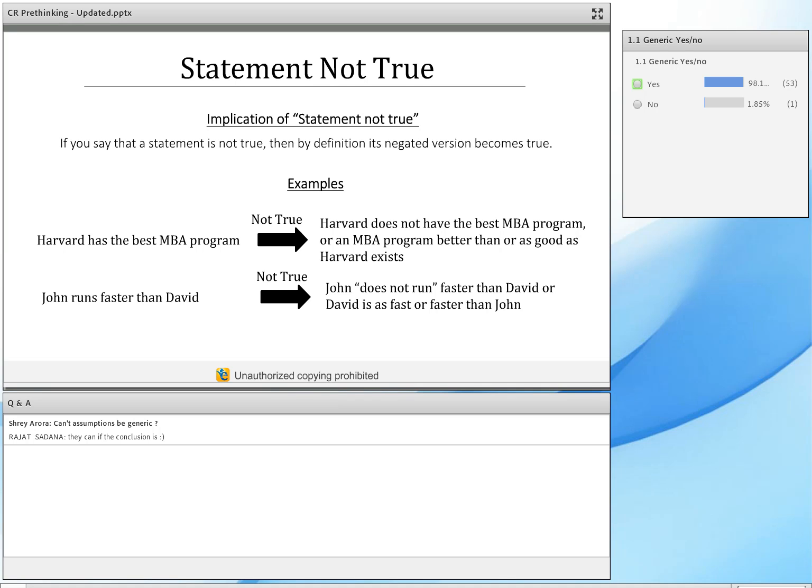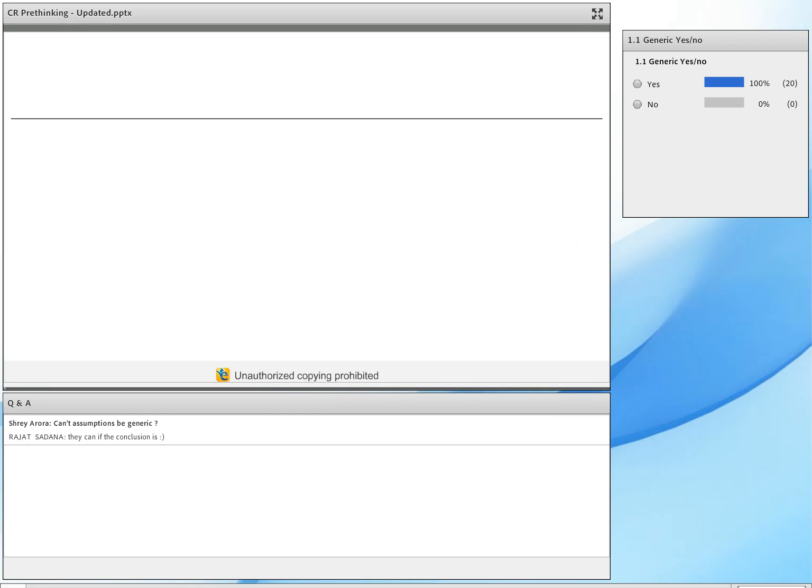Or in this case, we're comparing John and David. So when you say John runs faster than David is not true, then David is either as fast or faster than John. Can you see how when you say something isn't true, you can infer the other statement, which is the negated version of that? That's a very important thing that you need to understand.